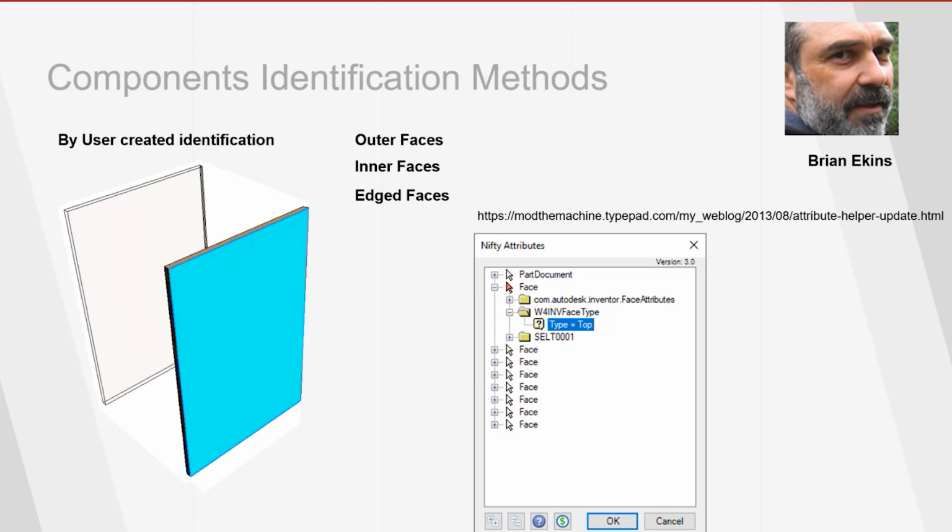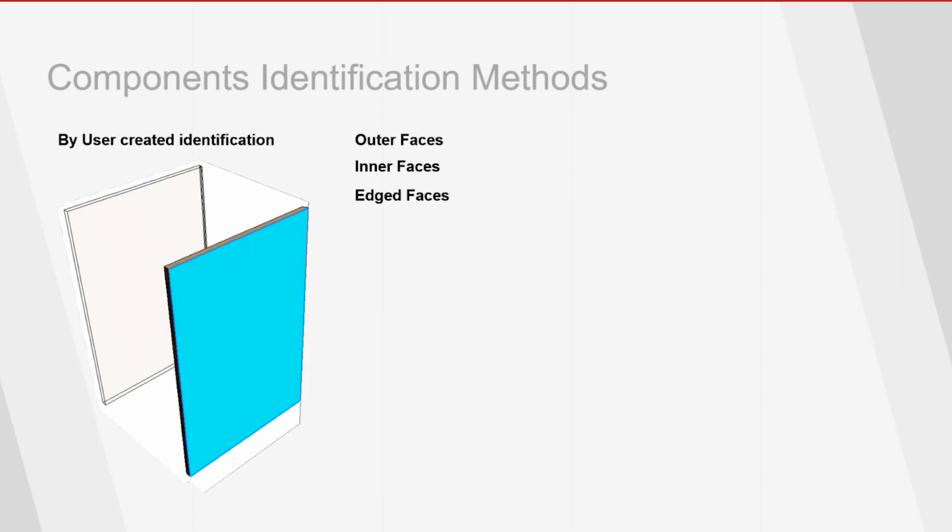After marking faces in such a way, it is easy to traverse part faces, check attributes, and apply or change cover materials for them. So in this way, you can identify them easily.